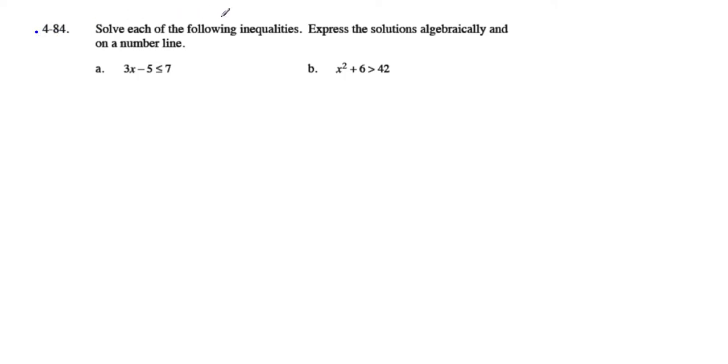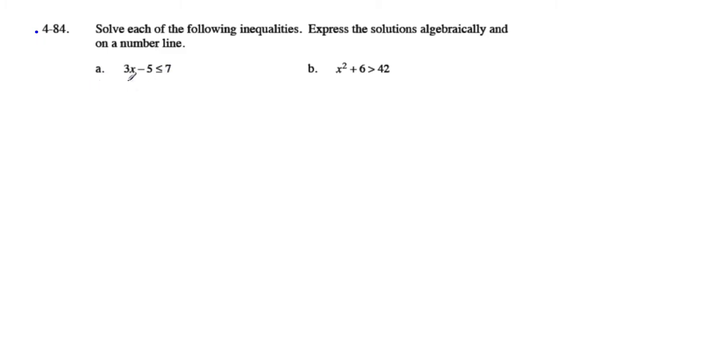4-84. Solve each of the following inequalities. Express the solutions algebraically and on a number line. Letter A. 3x minus 5 is less than or equal to 7. To solve this, we need to figure out what value of x is going to make this statement true. We know that this side of our inequality has to be less than or equal to 7.